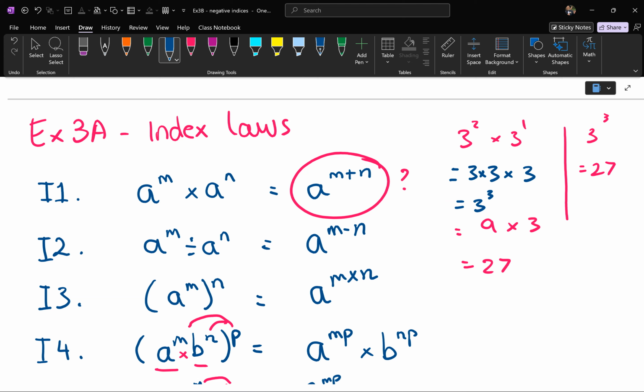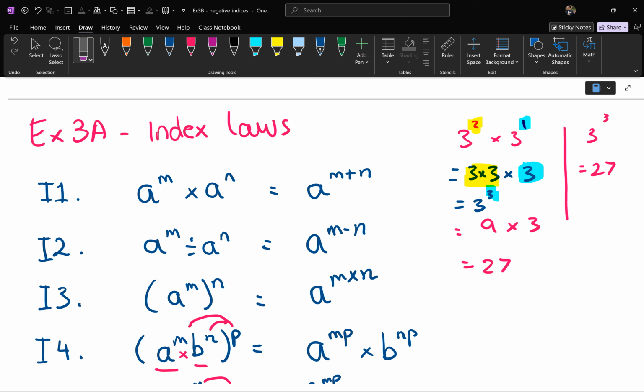But how did I get the 3? There were 2 of these 3s plus an extra 3. That's why we say when you multiply with the same base, we add the powers, because that just tells me how many 3s I'm going to have, which is over here. So I said I'm going to have 2. I do have 2. Then I said I'm going to have 1. I do have 1. 2 plus 1 gives you 3. Which makes sense.